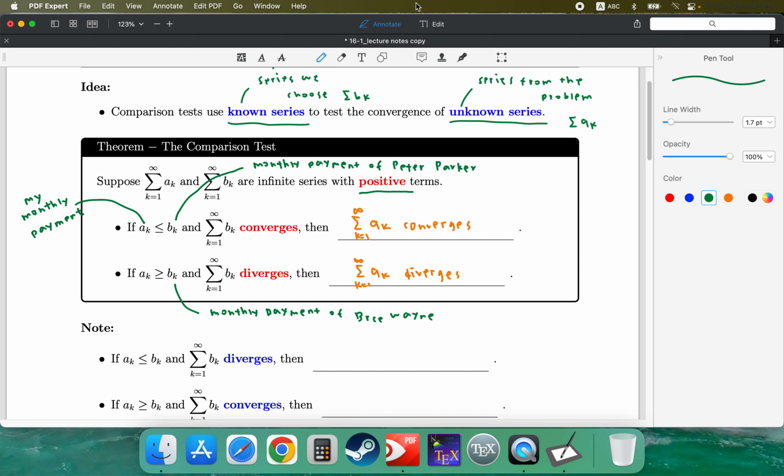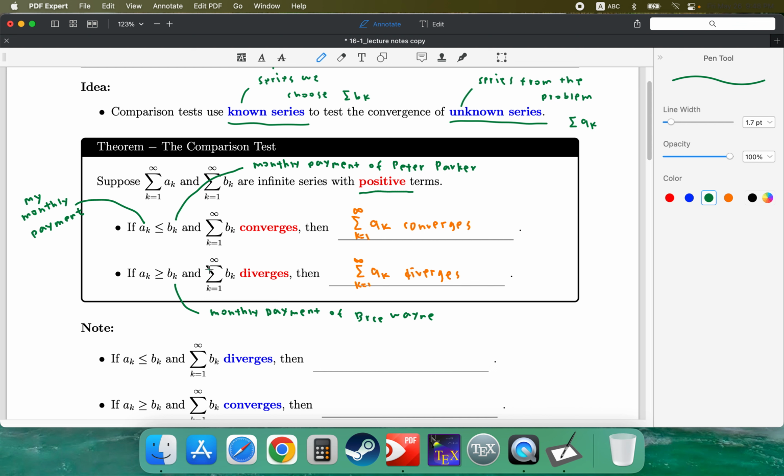Okay, so right here, it doesn't matter which Batman movie you're talking about because in all Batman movies, Bruce Wayne is super rich. Okay, so now take a look at this. My monthly payment will be greater than or equal to Bruce Wayne's monthly payment. And Bruce Wayne is rich.